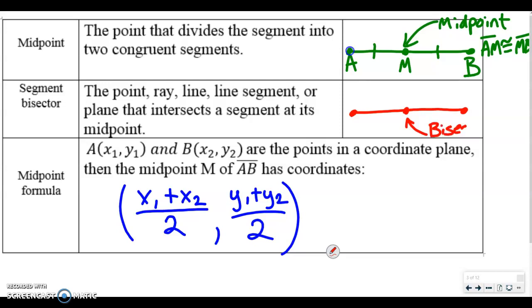But specifically a line, a ray, a line segment, a plane, anything that is dividing that segment into two equal parts is the bisector.